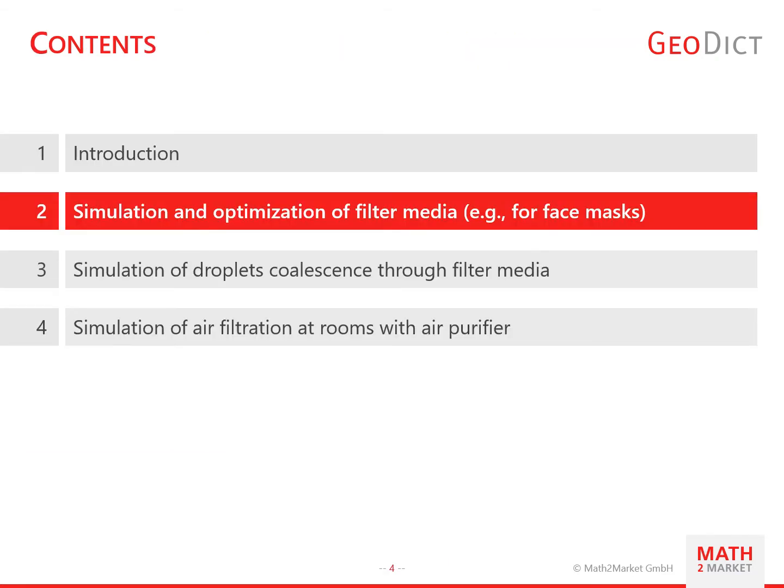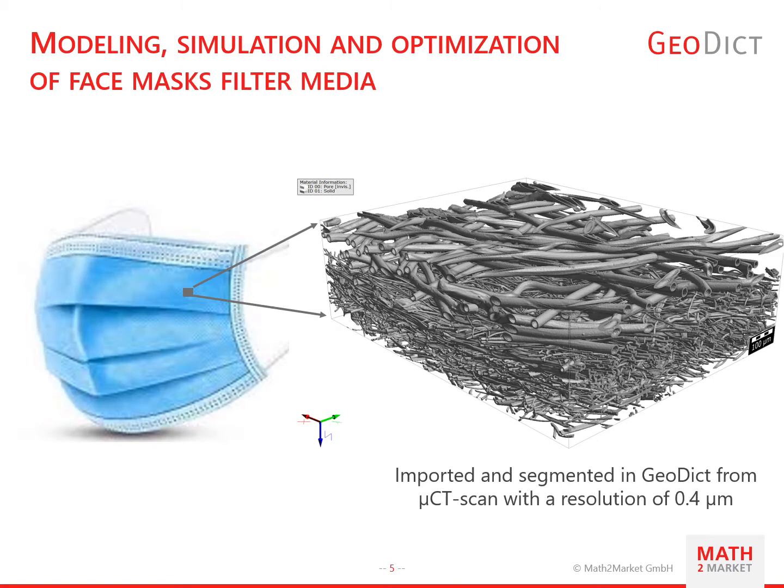So now I start with the topic of simulation and optimization of filter media, for example, for face masks in this presentation. So it's known that the filtration characteristics of a filter depends mainly on its filter media, and by understanding and then optimizing the nano and or microstructure of a media, the macro properties can be modified and optimized.